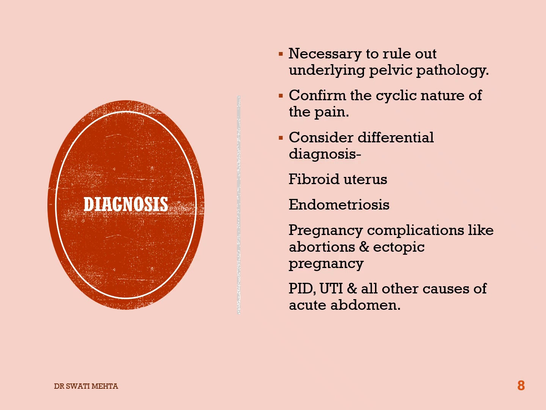When evaluating dysmenorrhea, it is essential to rule out a secondary cause. The cyclic nature of pain should be confirmed. Differential diagnosis includes uterine fibroids, endometriosis, ectopic pregnancy, threatened abortion, pelvic inflammatory disease, urinary tract infections, and other causes of acute abdominal pain. A detailed menstrual history and clinical examination are crucial.